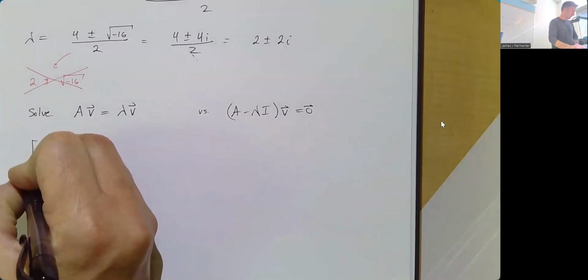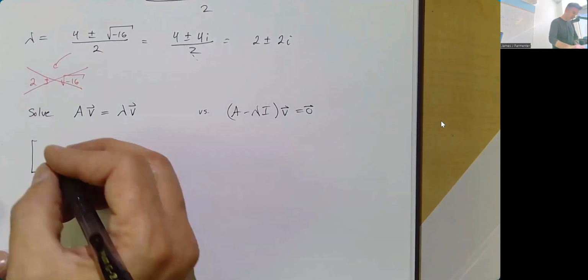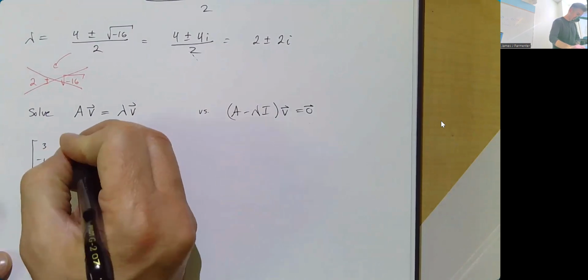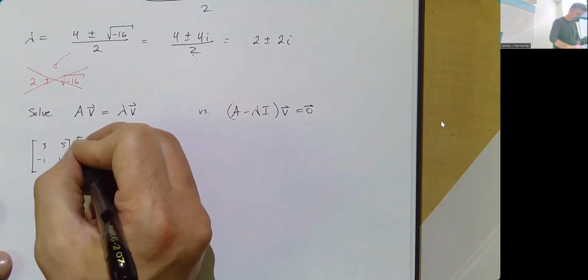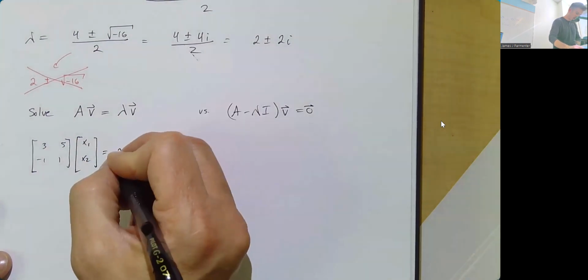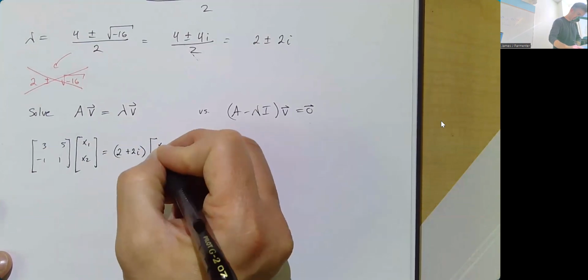So what was my matrix? Did it just disappear? Oh, there it is. 3, 5, -1, 1. So I'm trying to solve 3, 5, -1, 1 times the vector that we're trying to find, equal to 2 plus 2i times x1, x2.